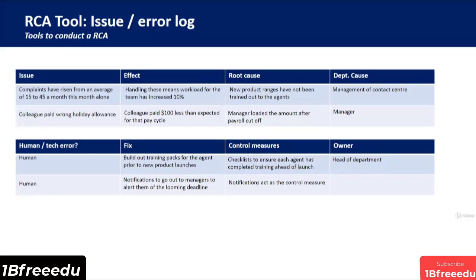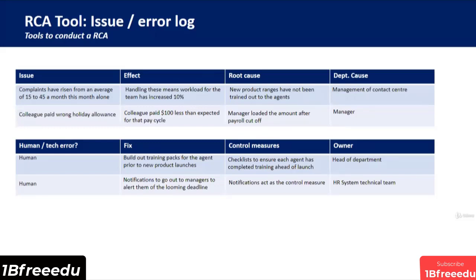So the fix can sometimes also be a control measure, right? The notification is an automatic notification. That is also a control measure. The owner: the HR system technical team, because we've got a technical solution around notifications. Therefore, they're going to own this to make sure that those continue to actually occur.